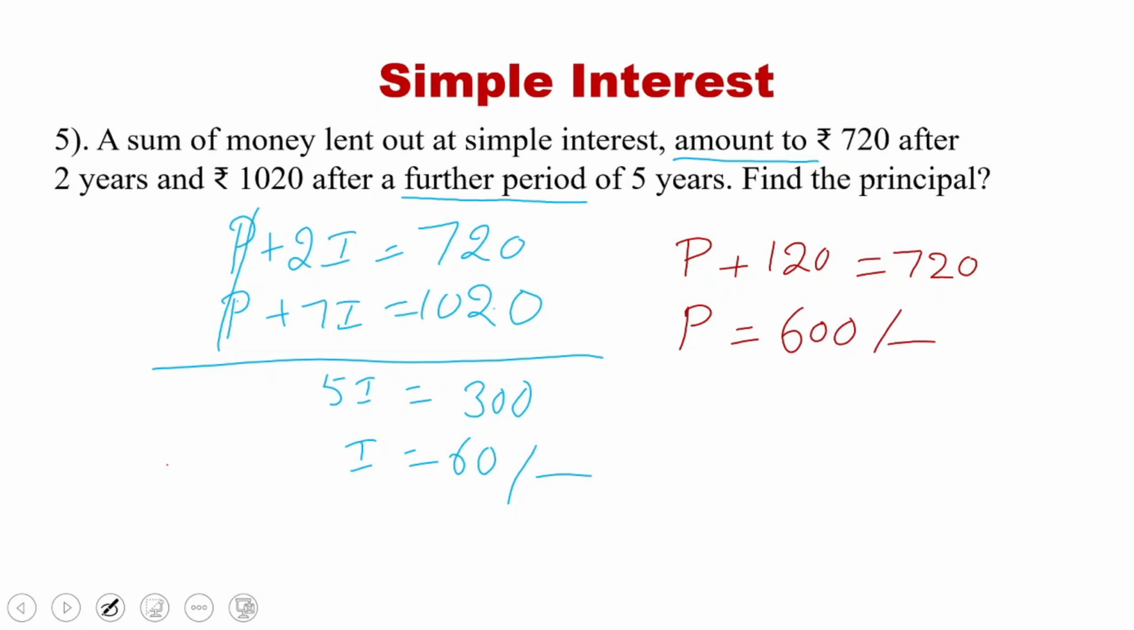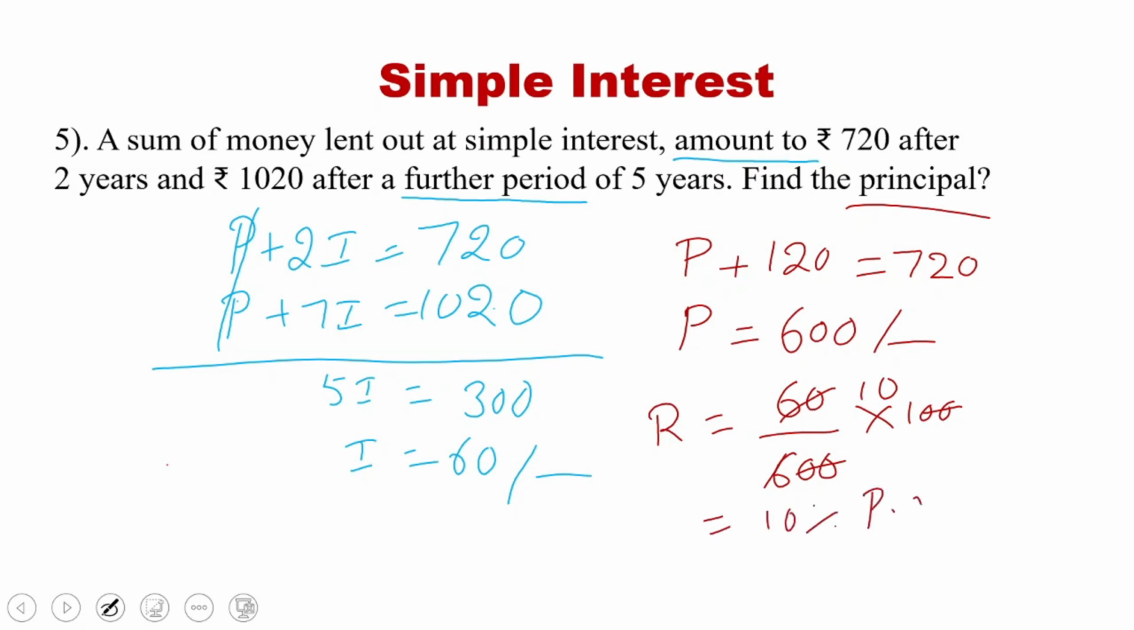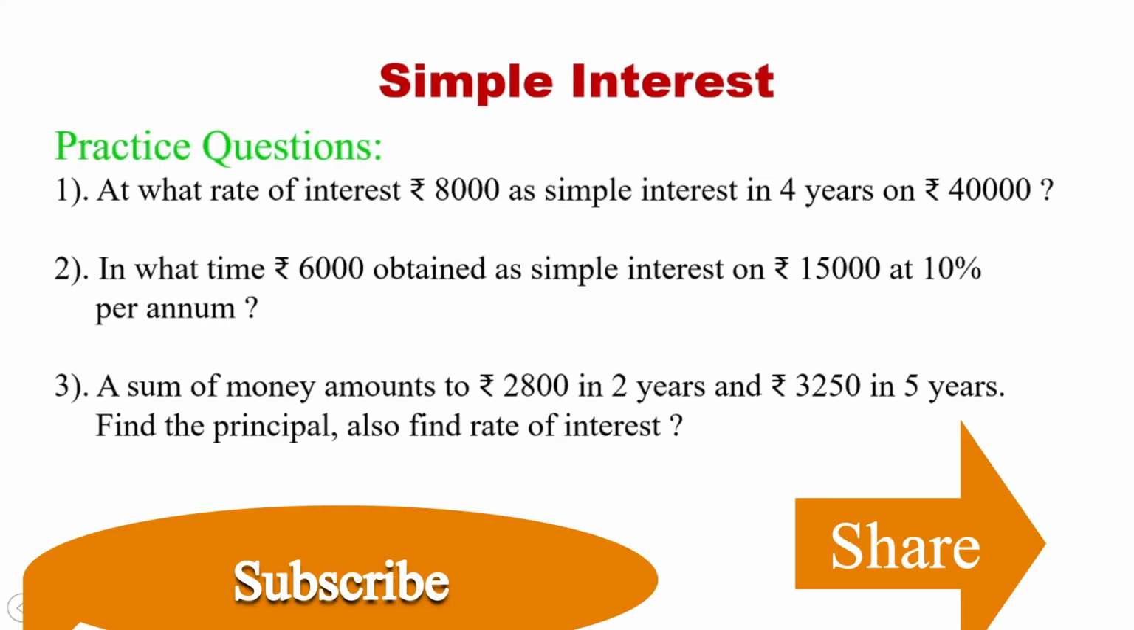Now find the rate of interest. Actually in this fifth question, we only need to find the principal value. But I want to find the rate of interest. How to find the rate of interest? R equal to interest 60 by the principal, initial value 600, into 100. So what is the percentage? 10% per annum. These are the questions for your practice.